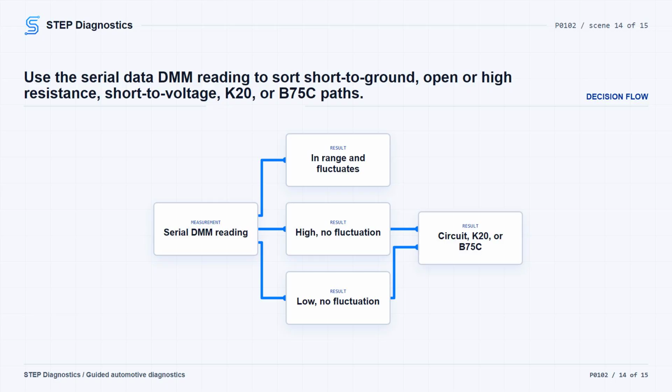If the DMM is greater than 12 Vs and does not fluctuate, disconnect the K20 engine control module, turn the ignition on in service mode, and test the serial data circuit to ground for less than 1 V. At 1 V or greater, repair the short to voltage. Less than 1 V points to the K20 engine control module. If the DMM is between 3.5 and 12 Vs and fluctuates, test or replace the B75C multifunction intake air sensor.